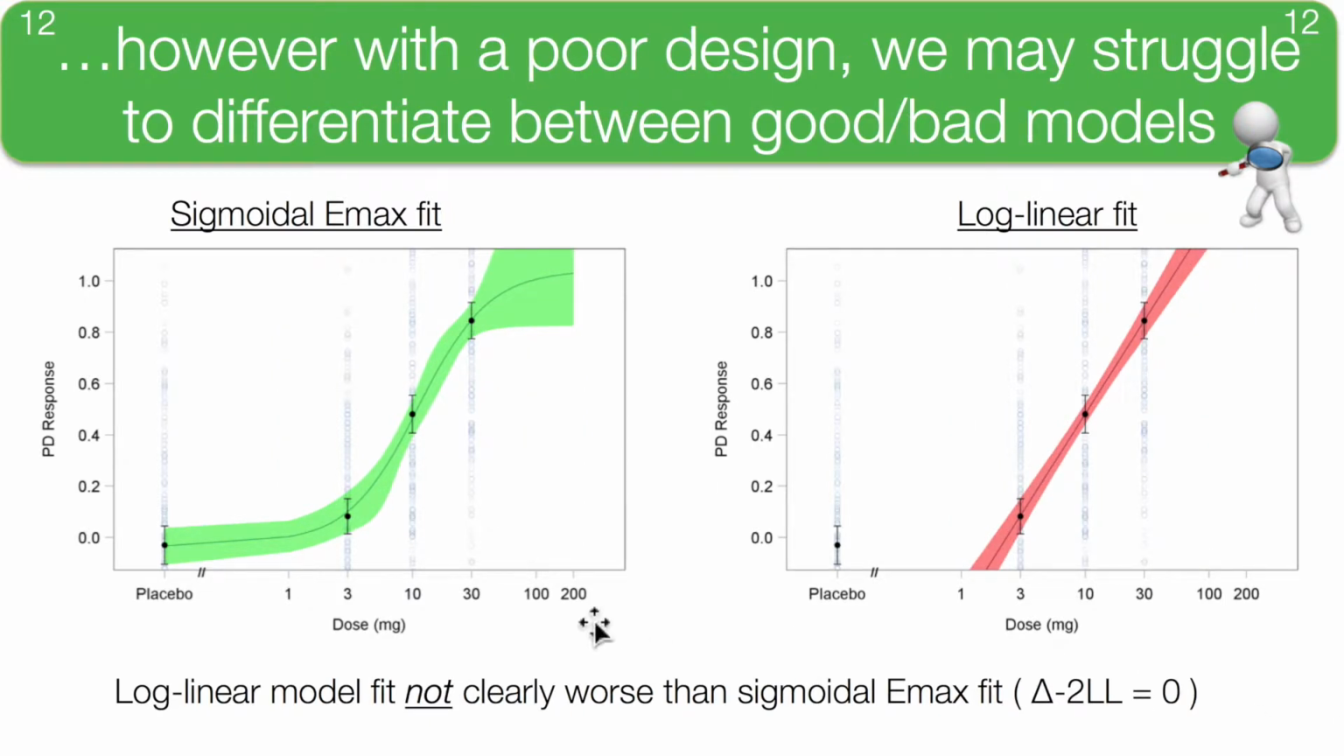This is the same data, but only at doses 3, 10 and 30. Now on the left we have the sigmoidal Emax model fit to this limited design, with only a limited number of doses, and on the right we have the log linear model fit. Here we see that the log linear model fit is not clearly worse than the sigmoidal Emax model fit. The change in -2 log likelihood, the change in the objective function, is 0. So with a poor design, we may struggle to differentiate between the good model on the left and the poor model on the right.